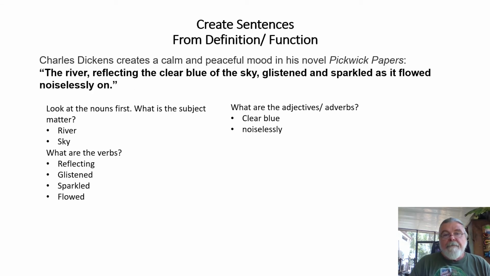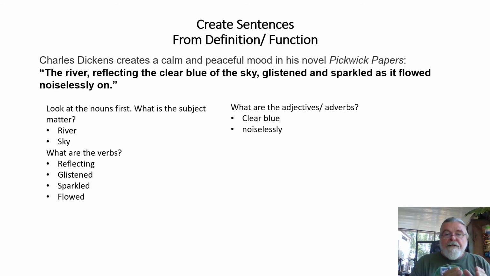Let's look at an example. Charles Dickens creates a calm, peaceful mood in his novel, Pickwick Papers. Here's the quote: "The river, reflecting the clear blue of the sky, glistened and sparkled as it flowed noiselessly on." As we had done in our last example, what are the nouns that are used? What is the subject matter? River and sky. What about the verbs? Reflecting, glistened, sparkled, flowed. What adjectives or adverbs? Clear blue, noiselessly.